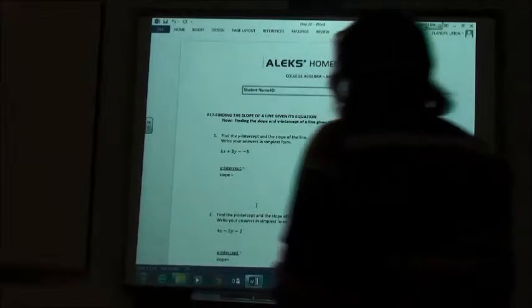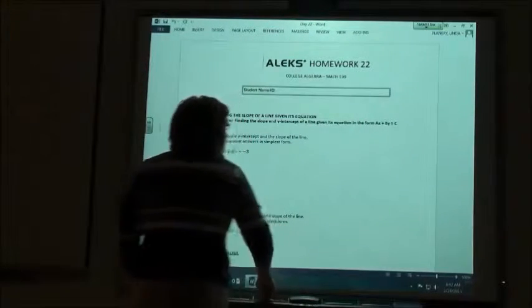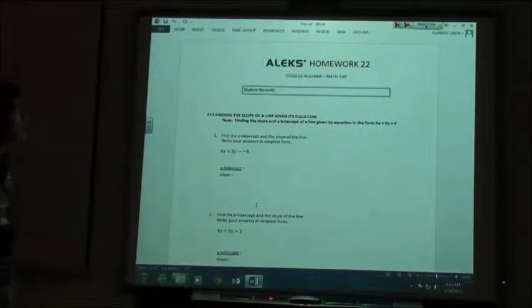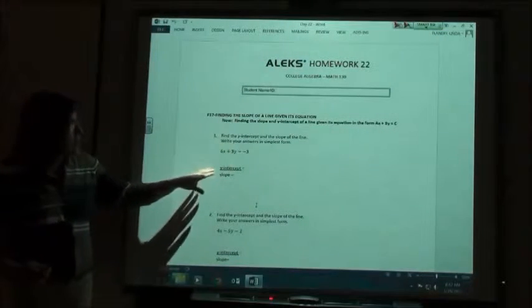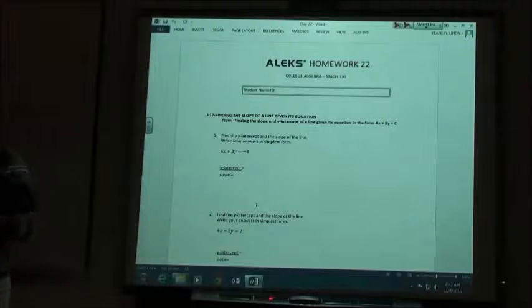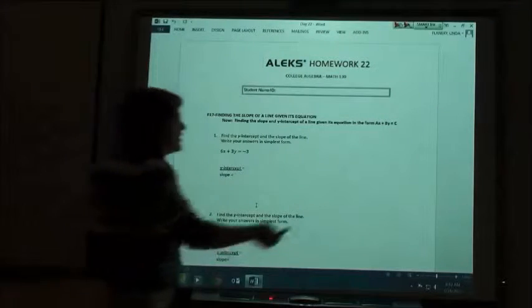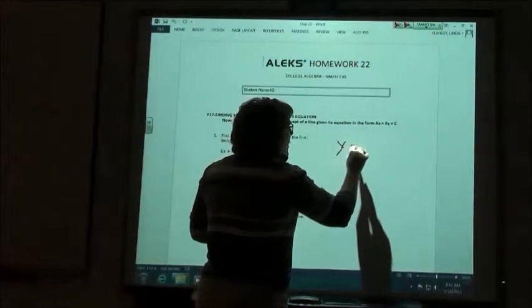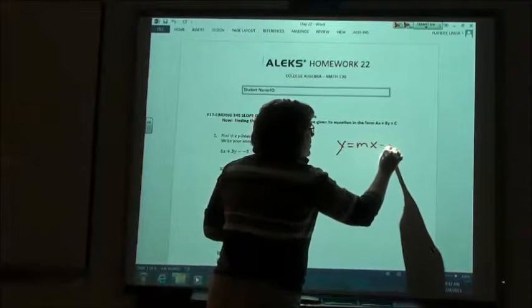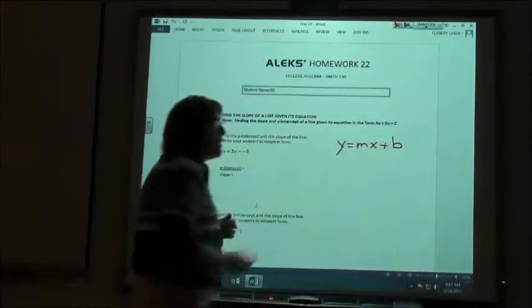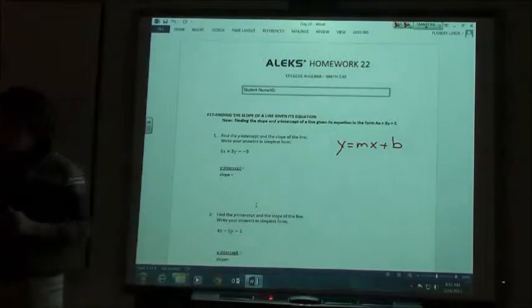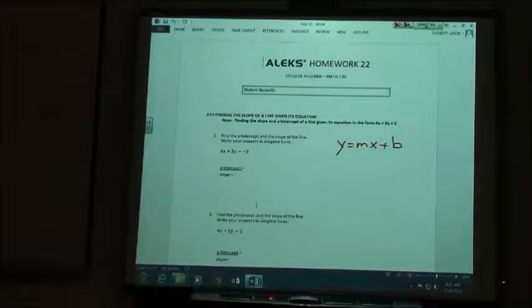So it says finding the slope of the line given its equation, and we're going to find the slope and the y-intercept. So if we're going to pick out the slope and the y-intercept, we have to have it in slope-intercept form, which looks like this. Y equals mx plus b. In other words, we got to rearrange it and solve it so the y is all by itself.